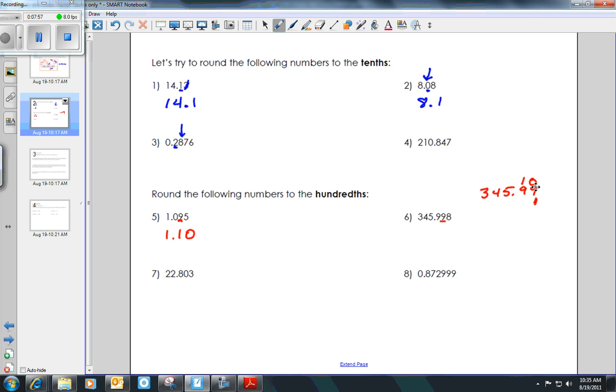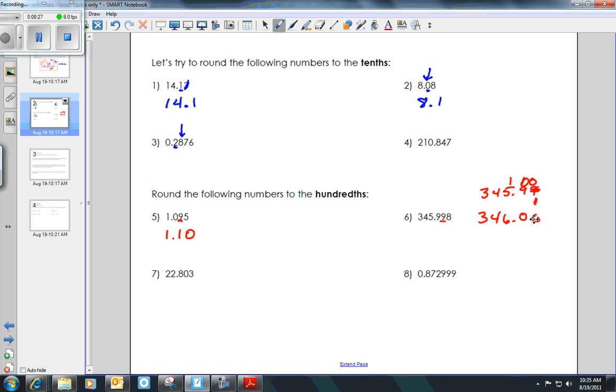Okay, so we've changed the 9 to a 10, but now we have a 9 and a 1 in this 10th spot, which also makes 10. So we're going to have to change this to a 0 and put the 1 over here for our new 10. Now we're going to have to add 1 to the ones place to get the 6. So this becomes 346 and 0 hundredths.